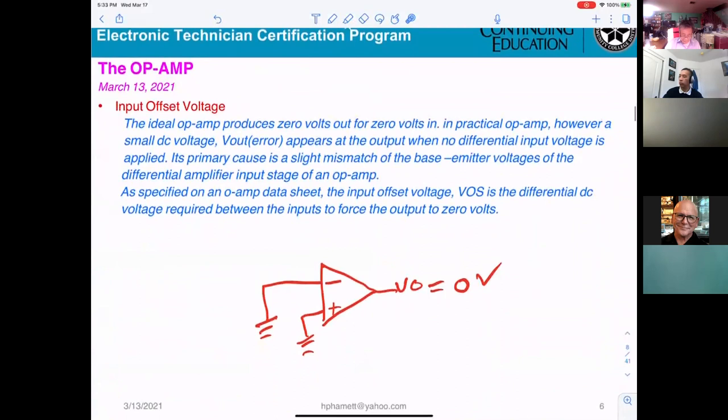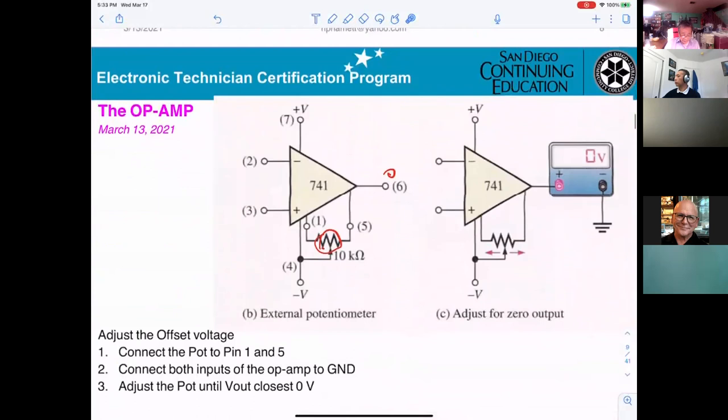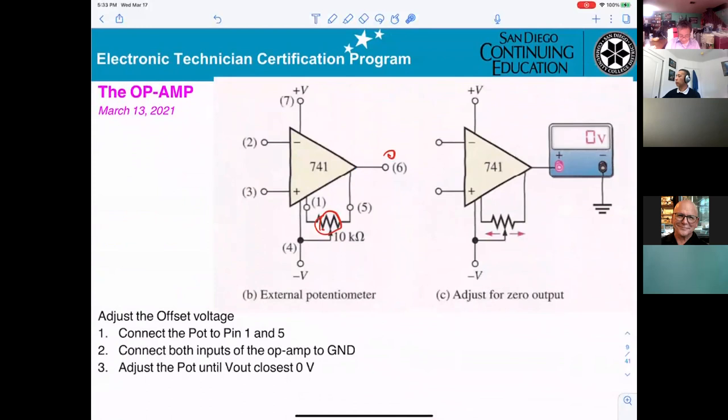Okay, so we already reminded you to say when you apply ground to both inputs of the op amp, the output is supposed to be zero, but if it's not zero, that means there is an offset voltage. When you're doing the lab, or sometimes in the company, they get a problem with the offset voltage.